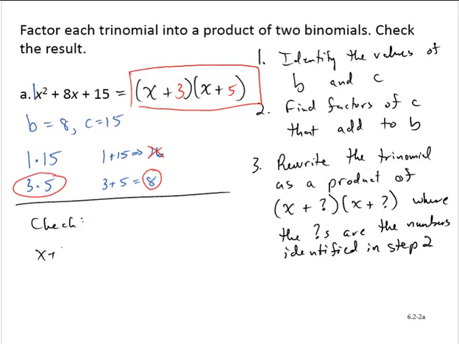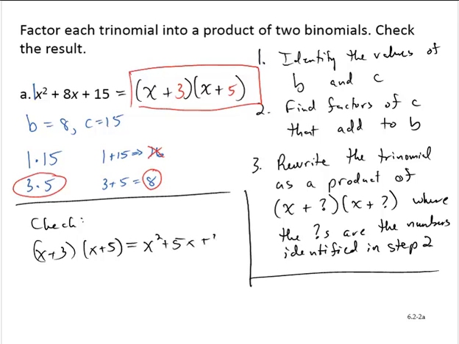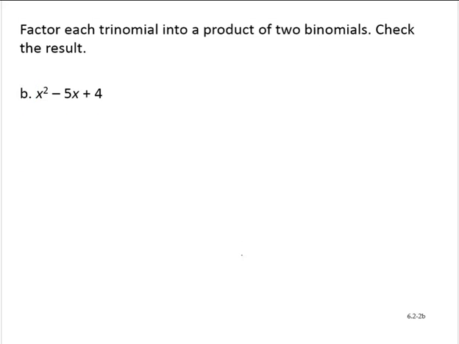x plus 3 by x plus 5. Applying that FOIL method would be x squared plus 5x plus 3x plus 15. Combining the like terms is x squared plus 8x plus 15. So that checks out. My answer is x plus 3 by x plus 5. Alright, let's look at another example.